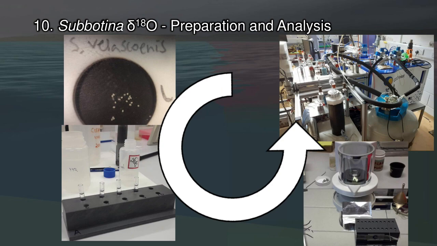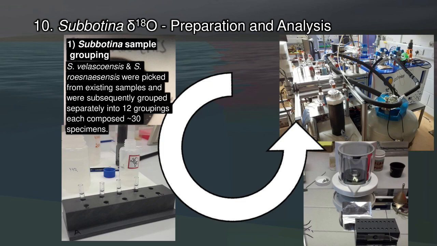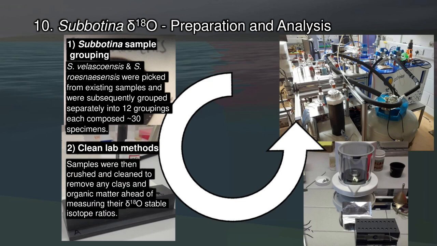So what have we done? We have decided to look at a particular taxon of planktic foram, Subbotina, and we picked out the two most dominant Subbotina species from existing prepared samples and grouped them together into groups of approximately 30 specimens. We then took these specimens down to the clean labs here at UEA. We crushed them and subjected them to a stringent cleaning procedure which removed any clays and organic matter, to really ensure there's no contamination ahead of measuring them on the mass spectrometer.